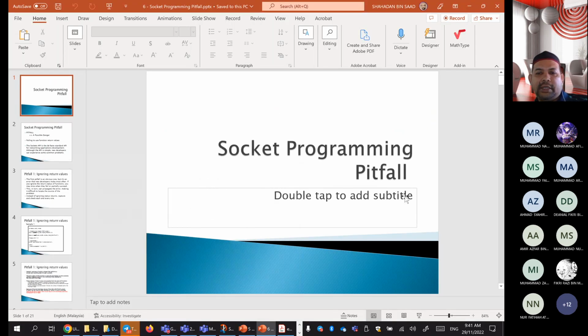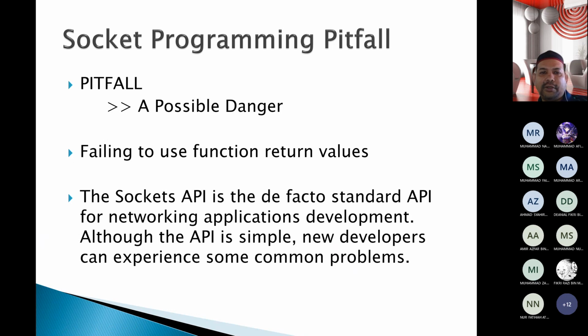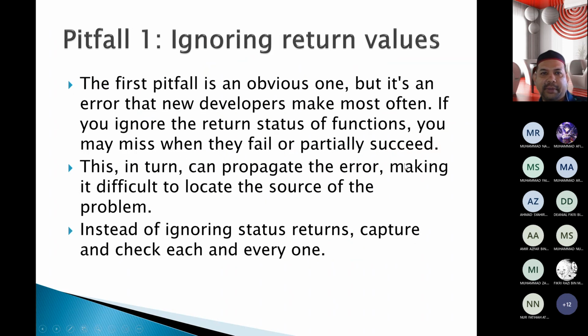Right. So ini kita panggil dia sebagai socket programming pitfall. So tak banyak ni, dalam 21 slide yang tadi banyak kan. So the first, kita panggil possible danger calling to use function return value. The socket API is the de facto standard API for networking application development. Although the API is simple, new developers can experience some common problems. Okay, problem dia panggil pitfall lah. Yang pertama adalah ignoring return value. The first pitfall is an obvious one, but it's an error that new developers make most often. Common lah. If you ignore the return status of a function, you may miss when they fail or partially succeed. This in turn can propagate the error, making it difficult to locate the source of the problem. Instead of ignoring status return, capture and check each and every one.